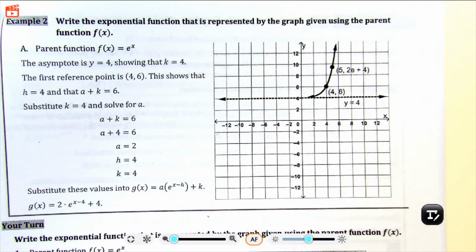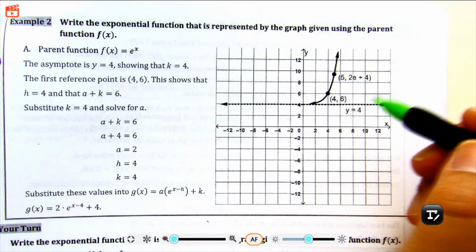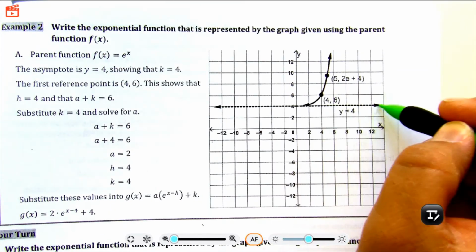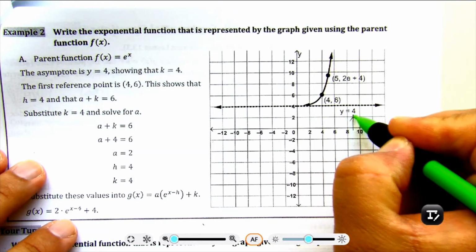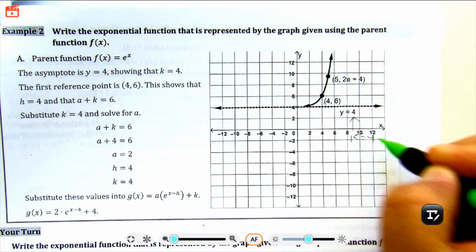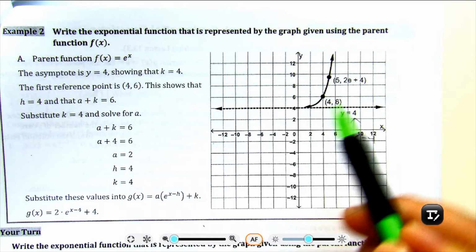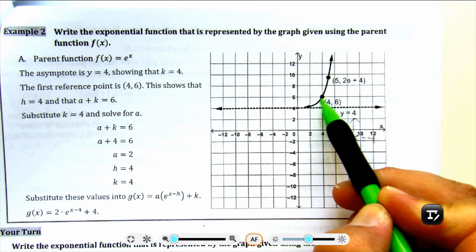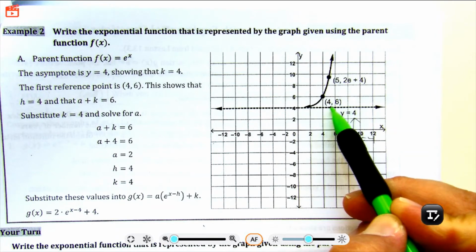Okay, so when we're looking at these problems, the first thing that we want to do is look for the horizontal asymptote, because that tells us what k is. So if y is equal to 4, then k is equal to 4. So that's the first piece of information. The next piece is the first reference point. The first reference point is (4, 6), and we're comparing this point to the point in the equation, which is (h, a plus k).